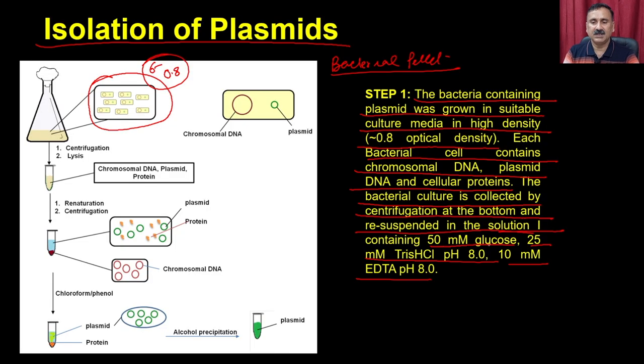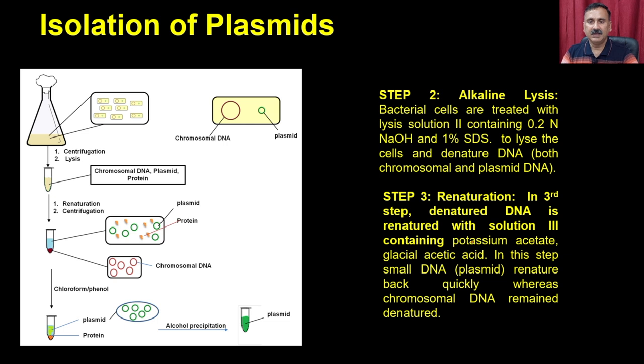So in the first step, you pellet down the bacteria, remove the media supernatant, and then resuspend this bacterial pellet in solution one, which contains 50 millimolar glucose, 25 millimolar Tris, and 10 millimolar EDTA, pH 8. Then in step two, you're going to do the alkaline lysis.